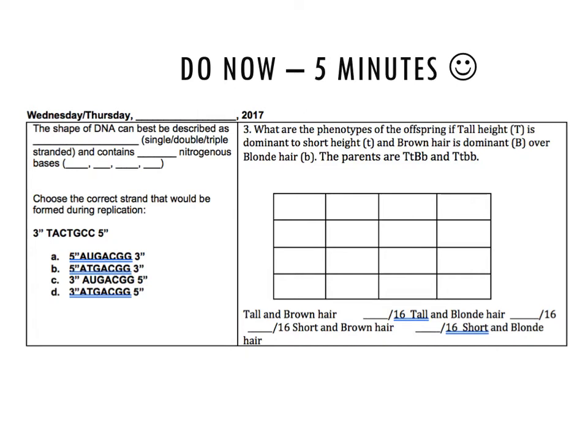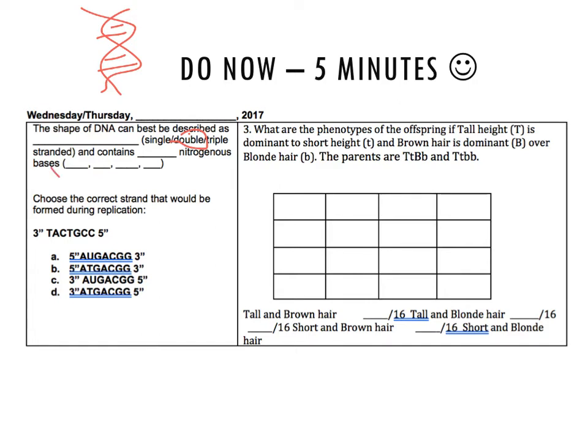So it says the shape of DNA can best be described as, if we remember what DNA looks like, it's like this. It kind of looks like a twisted ladder. So how many strands do we have? It is double-stranded. And contains the nitrogenous bases.